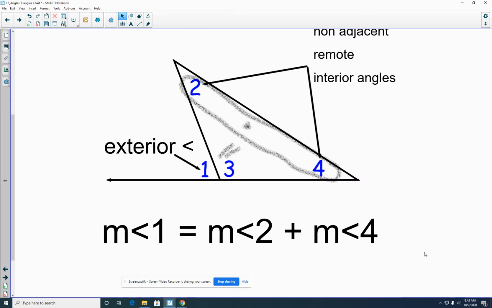We call these angles remote, opposite interior angles, but they're your interior angles that are on the opposite side. 3 is adjacent to 1. We want the non-adjacent angles, okay? So how does this work?